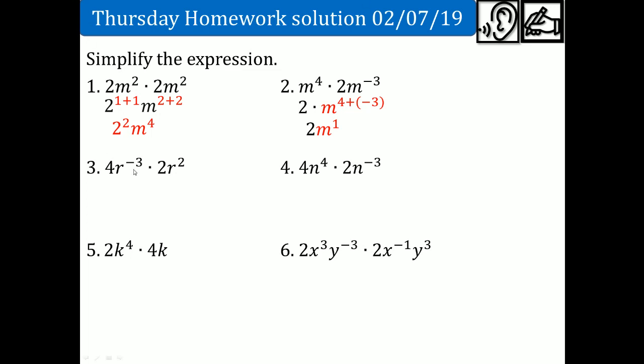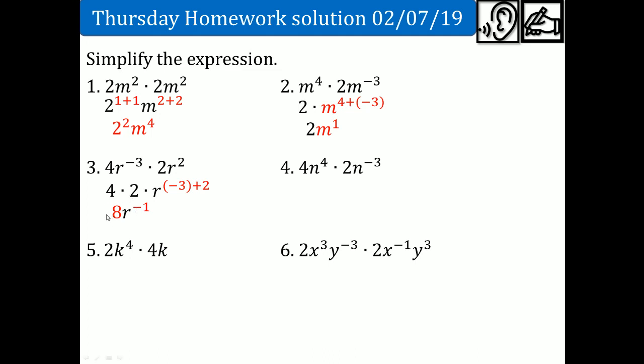Next, 4r to the negative 3 times 2r squared. You multiply the 4 and the 2. And the r's, because it is the same base of r, the exponents add. So it's r, the exponent is negative 3, you add it to the 2. Negative 3 plus 2 is negative 1. How did I get the 8? 4 times 2 is 8.